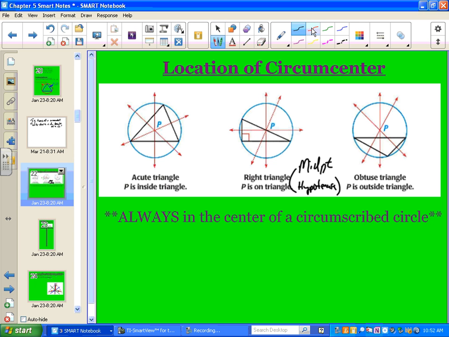Look at this right triangle. What is the hypotenuse in terms of the circle there? The diameter. Very good. So, in a right triangle, the hypotenuse is also the diameter. Hypotenuse is the diameter.